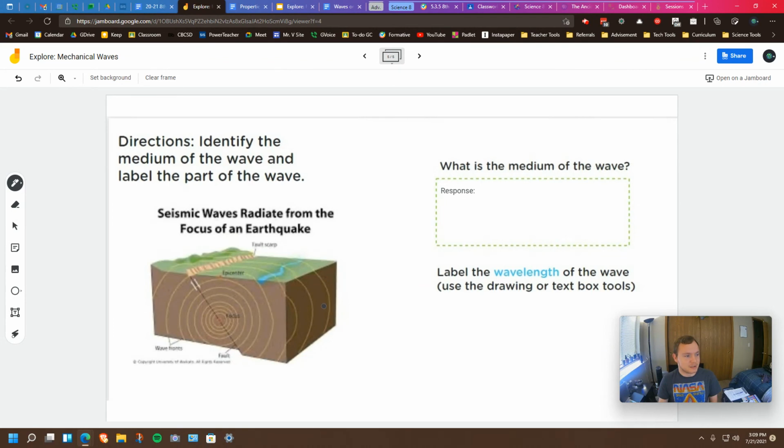And then the last one is an earthquake. So figure out what's it moving through, what's the medium, and then in this case, draw the wavelength. So that'll be some good practice.